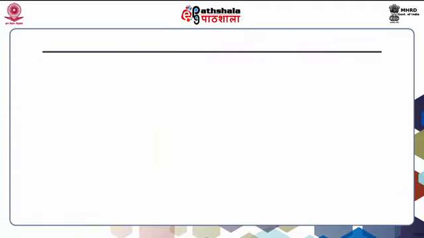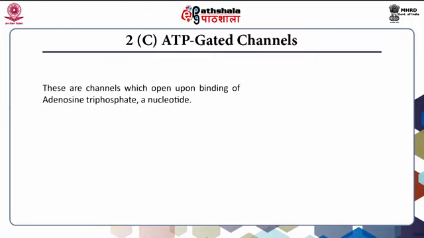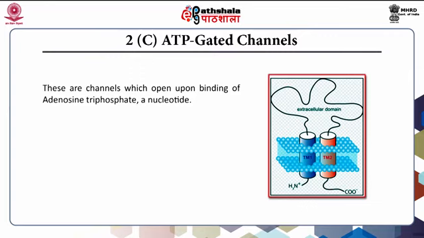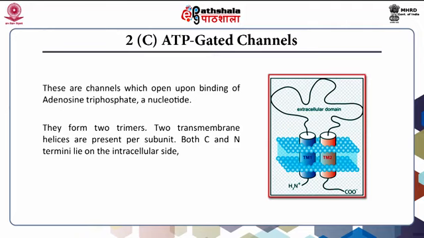The third subclass of channels are ATP-gated channels. As the name suggests, this channel opens only upon binding of ATP, adenosine triphosphate. Structurally, they form trimers. Two transmembrane helices are present per subunit. Both C and N-terminal lie on the intracellular side. There is also an extracellular domain. As you can see, the P2X receptor is a type of ATP-gated channel.